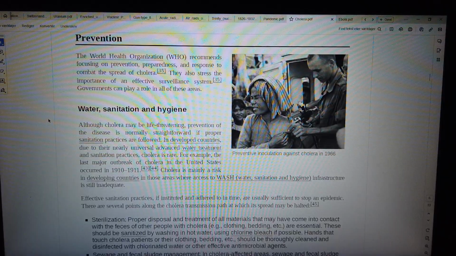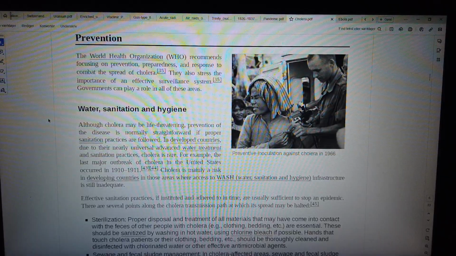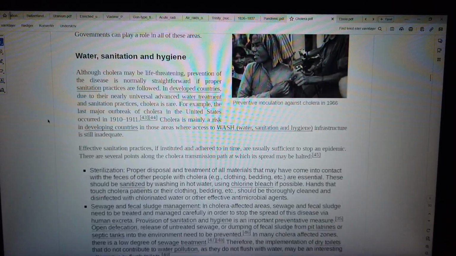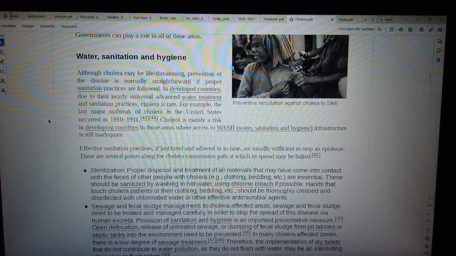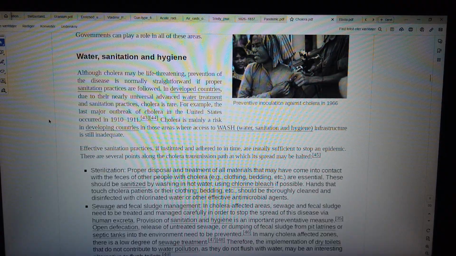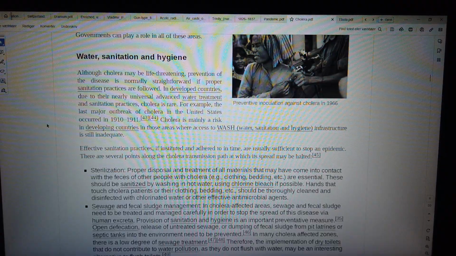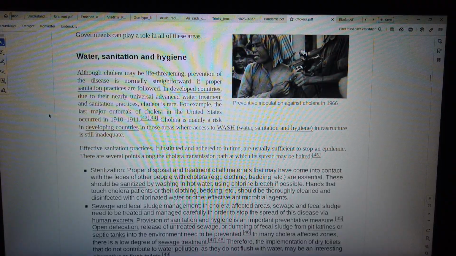Water, sanitation and hygiene. Although cholera may be life-threatening, prevention of disease is normally straightforward if proper sanitation practices are followed. In developed countries, due to their nearly universal advanced water treatment and sanitation practices, cholera is rare.